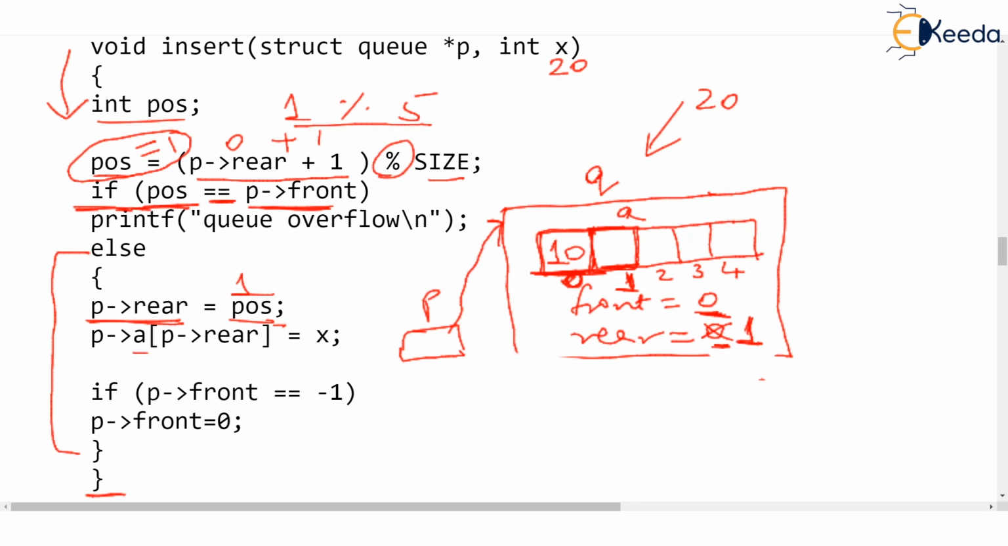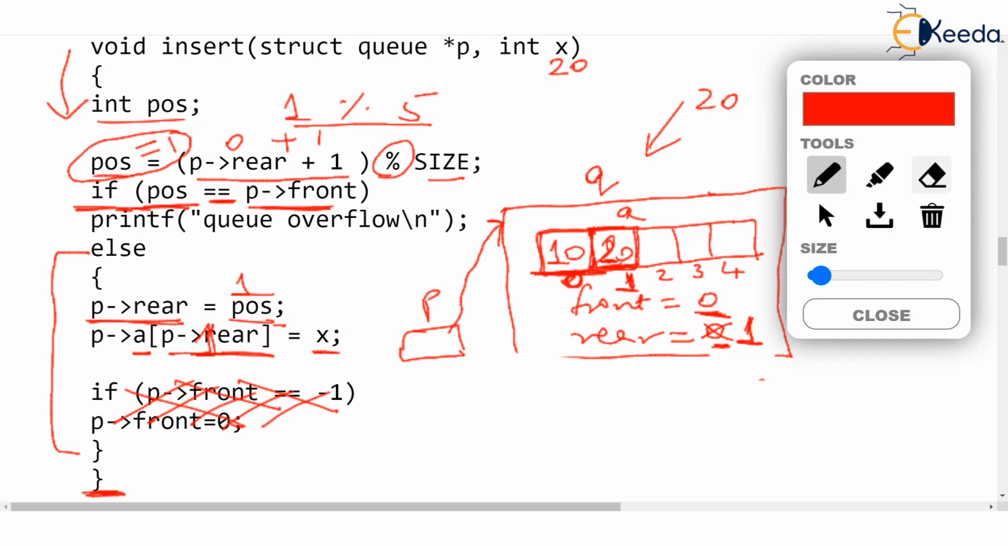After that, array of 1, the first element, because rear is 1, will become 20. So 20 goes at first place. And now this condition is going to be false, obviously, because front isn't -1, front is 0. This is not the first insertion, and the insert function ends. I hope you got this, and how these statements execute one after the other.